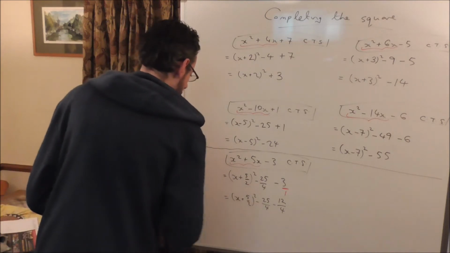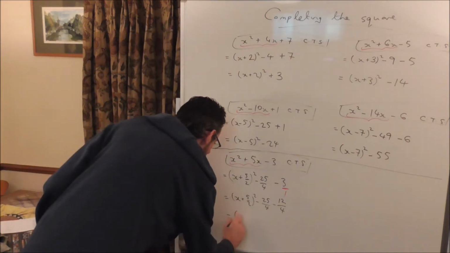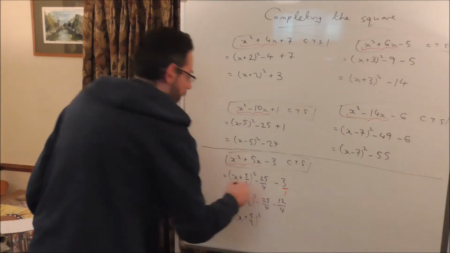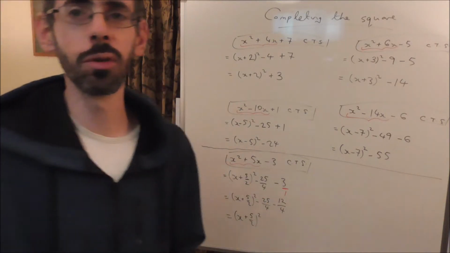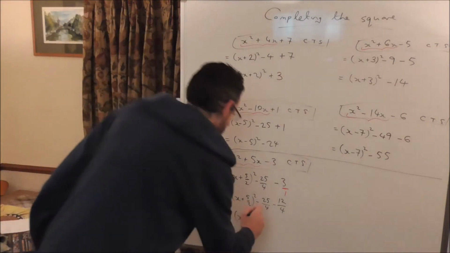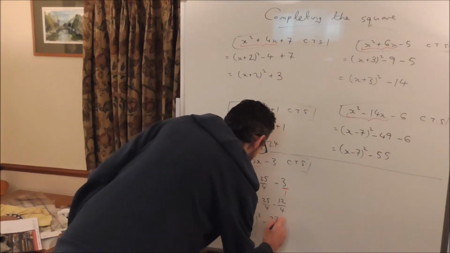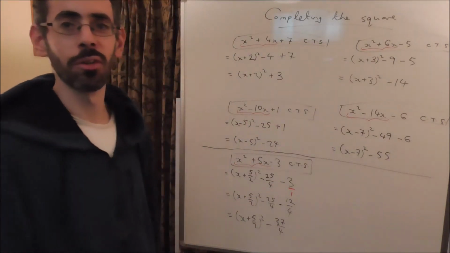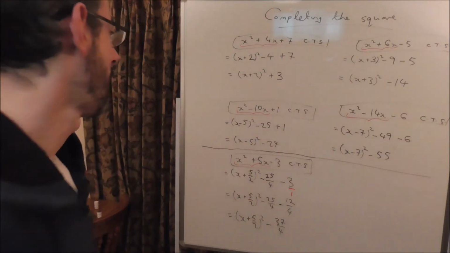So now I've got that, and now I can simplify it. So it's x plus 5 over 2 squared, and minus 25 over 4 minus 12 over 4. Or minus 25 minus 12 is minus 37. So it's just minus 37 over 4. Now that was a bit tricky, so I'm just going to do one more example like that to finish off.